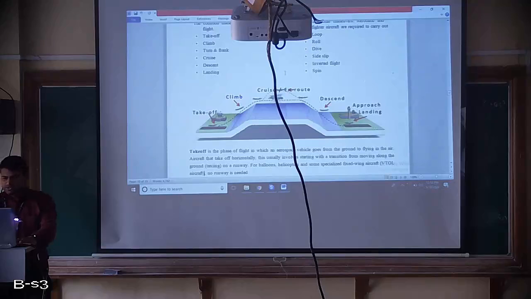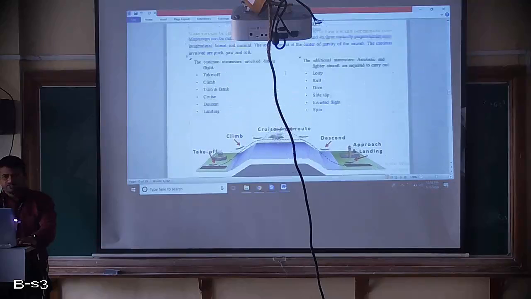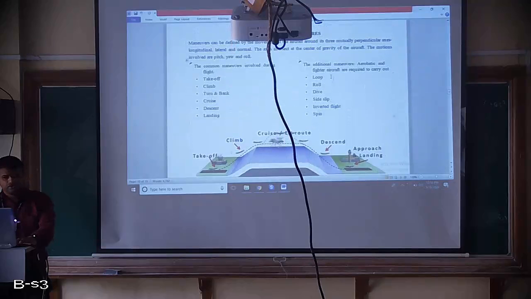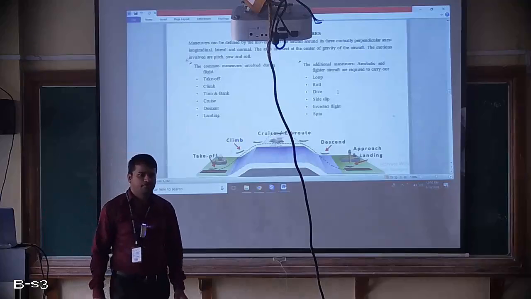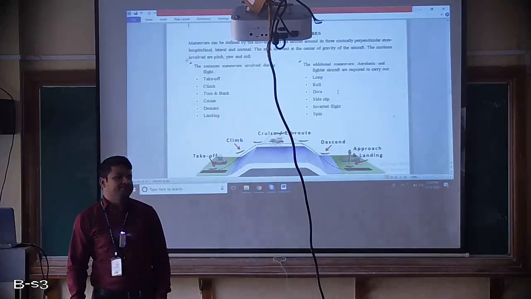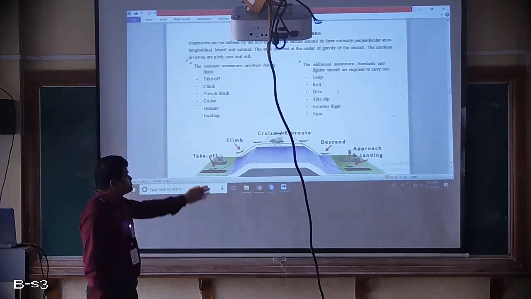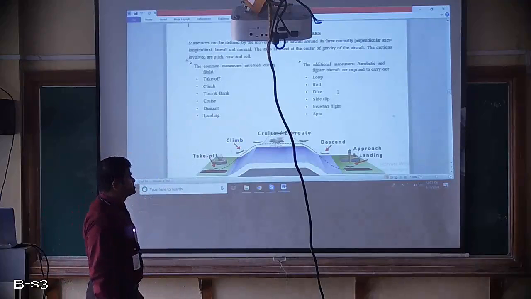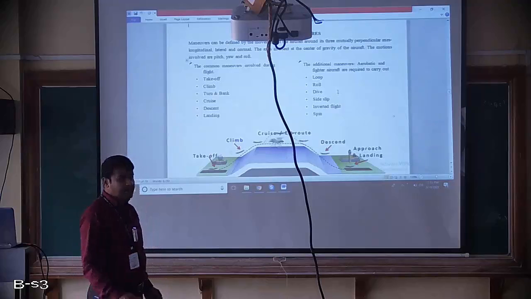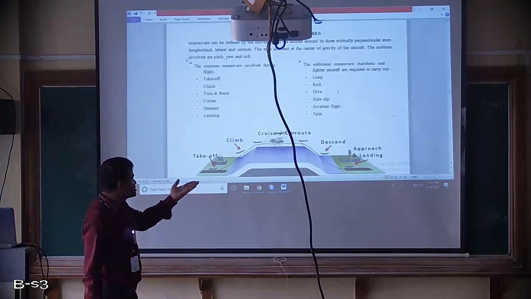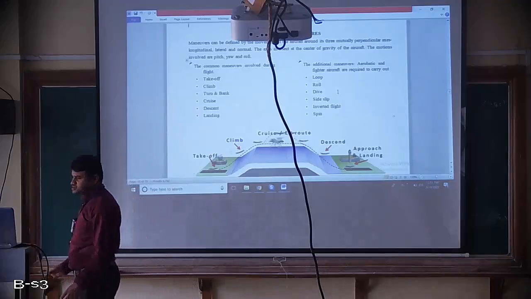So now, which are the additional maneuvers? They are here. One is loop, roll, dive, side slip, inverted flight, and spin. All these maneuvers are basically for military aircraft where they are in combat, in the battlefield. Those things are performed by military aircraft as well as in some aerobatics. For that also they can be used. Like RC aircraft, they also can make these kinds of maneuvers. Let's see them one by one.